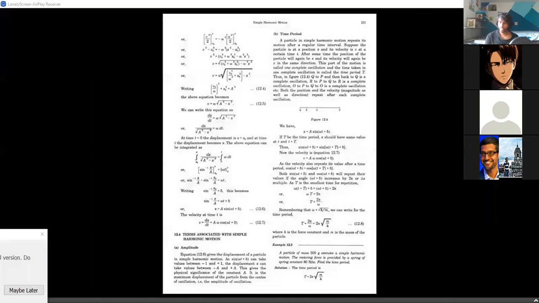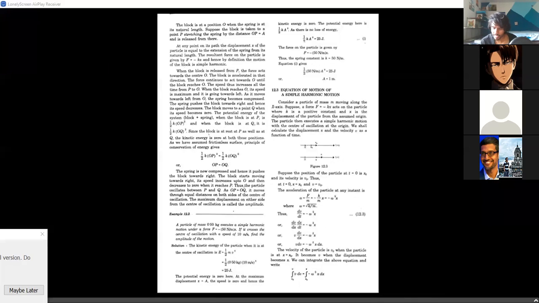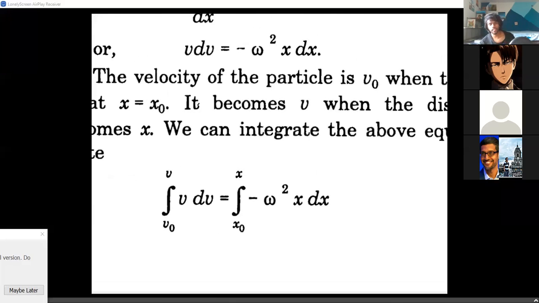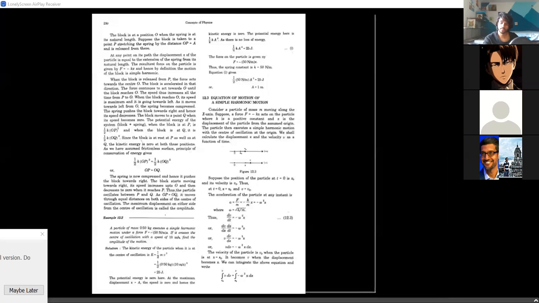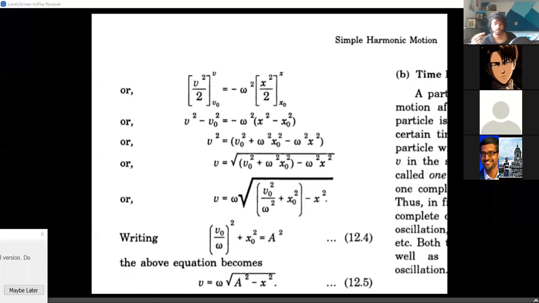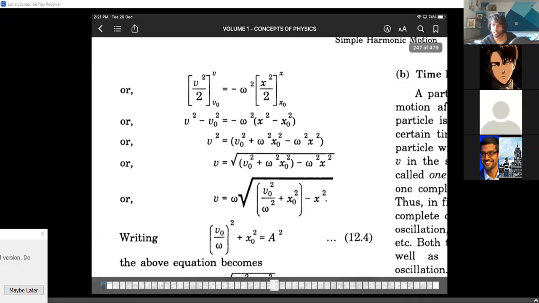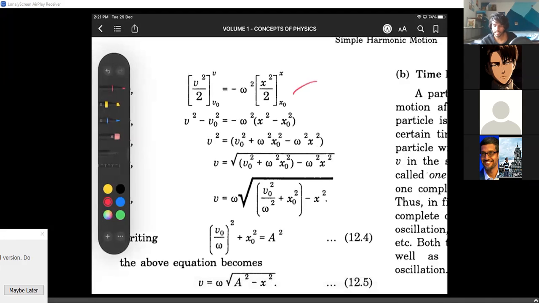I'll just show it to you in that HCV already. Like they do this thing: integral v naught to v, v dv, integral x dx, x naught to x. They put the limits and they get here. They slowly integrate and look how they got. All these steps are basic integration only up to this point.